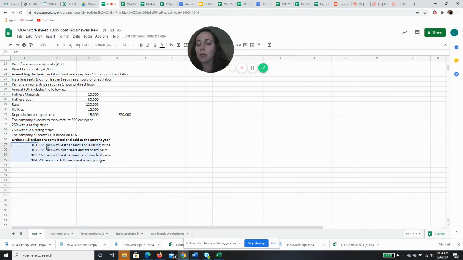And the first one is going to be for 135 cars with leather seats and a racing stripe. The second one will be 135 cars with cloth seats and standard paint. The third job will be 150 cars with leather seats and standard paint. And our final job will be 70 cars with cloth seats and a racing stripe.